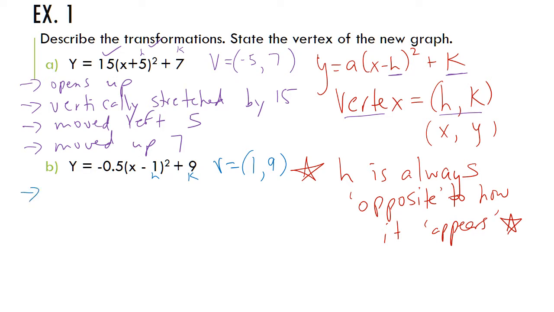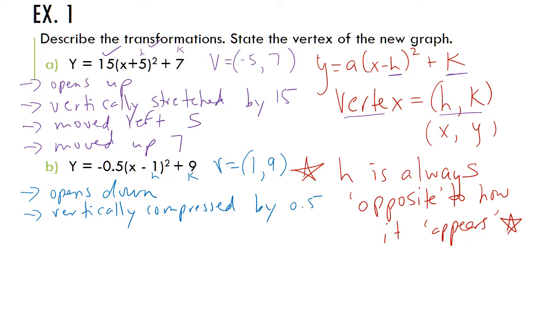First thing we hit's the negative. That means it opens down. Then we hit the 0.5. When A is a decimal or fraction, it's not stretched, it's wider. And remember, our math language was vertically compressed by, don't write negative 0.5. We've already taken care of the negative by saying opens down. So you're going to say vertically compressed by 0.5.